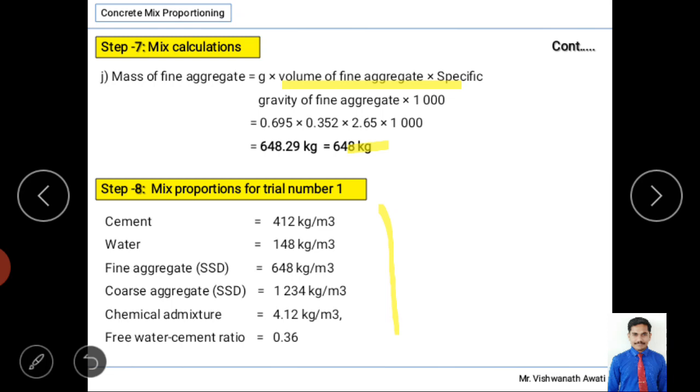Right. So here it is. What is the cement mass? It is 412 kg per meter cube. Water is 180 kg per meter cube. Then we have fine aggregate SSD 680 kg per meter cube, just we calculated. Then coarse aggregate is 1234 kg per meter cube. Chemical admixture is 1% of cementitious material, 4.12 kg per meter cube. Free water cement ratio is 0.36.